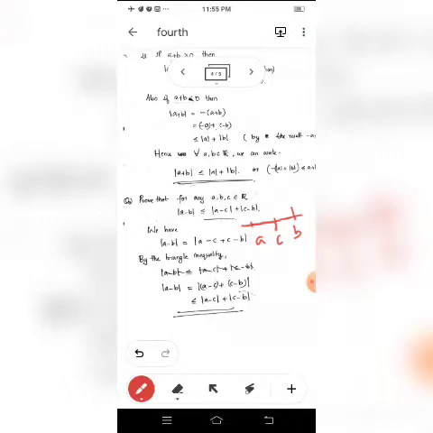Now we have modulus of a minus b equal to modulus of a minus c plus c minus b. By triangle inequality we can write modulus of a minus b is less than or equal to modulus of a minus c plus modulus of c minus b. So the triangle inequality is over.